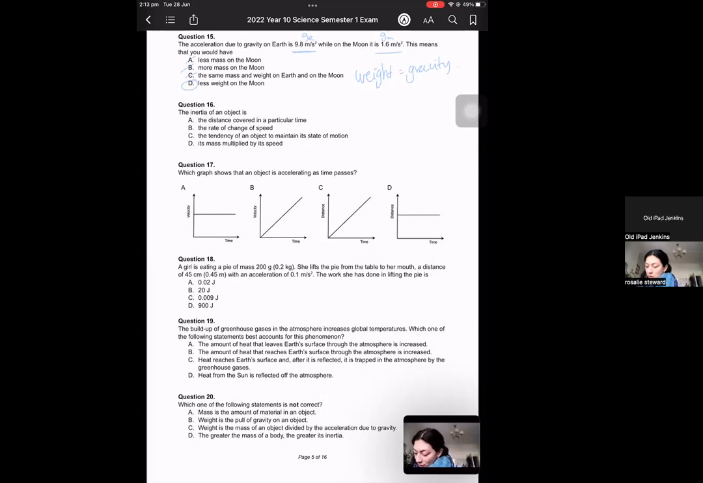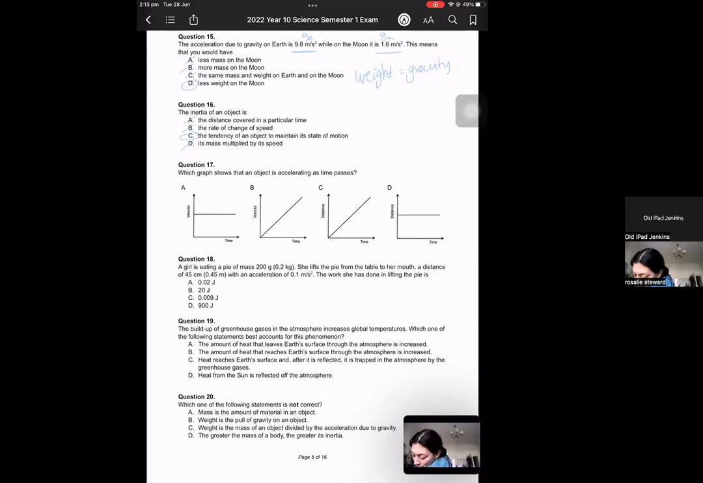The inertia of an object. So we know that's the tendency of an object to resist a change in motion. So it's not distance covered. It's not the rate of change of speed. It's not its mass. It is the tendency of an object to maintain its state of motion. So when you're sitting still, just like when you're lying in bed, it's hard to get up. You want to maintain that. But when you're working and doing stuff, you kind of want to keep going. That's what inertia is. We all have it.